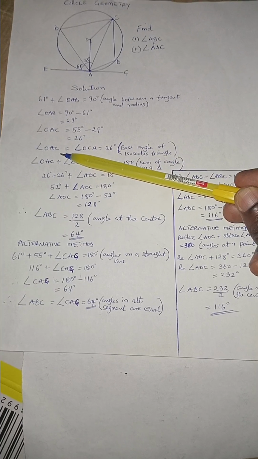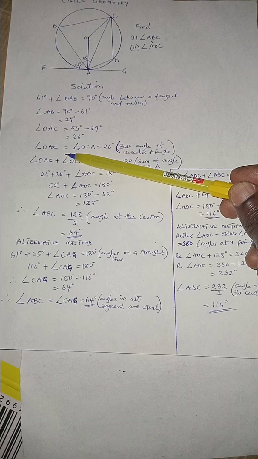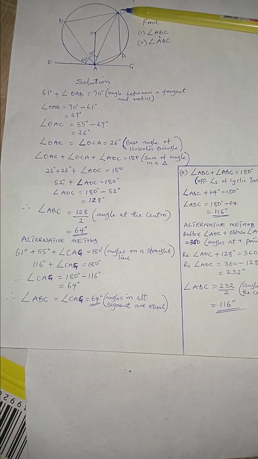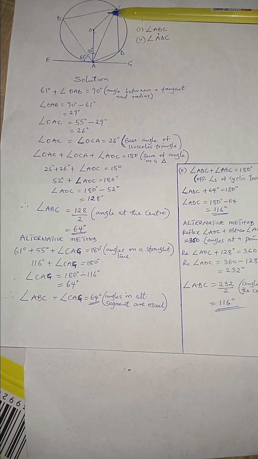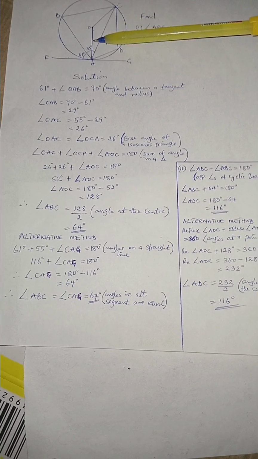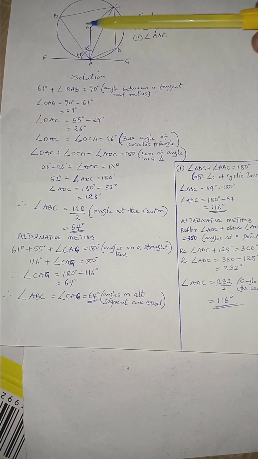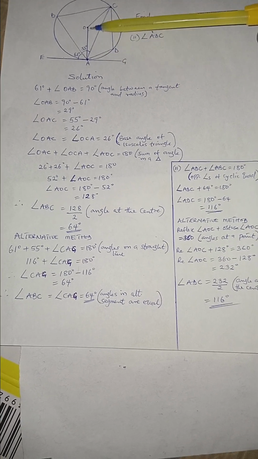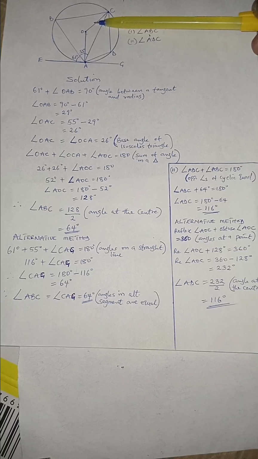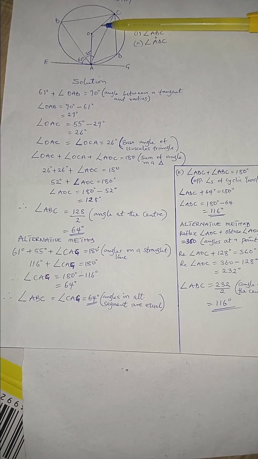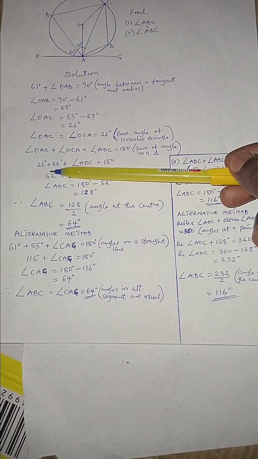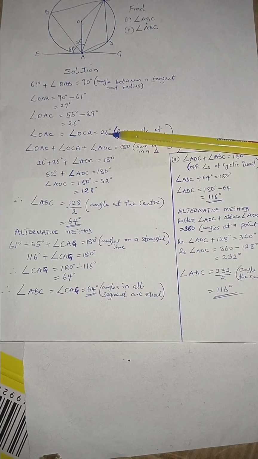Then angle OAC will be equal to angle OCA. This angle will be equal to this angle, the reason being that these are angles of an isosceles triangle, because this is a radius, meaning these two sides are equal. When two sides of a triangle are equal, it is isosceles, so these two angles will be equal. So the two angles will be 26.